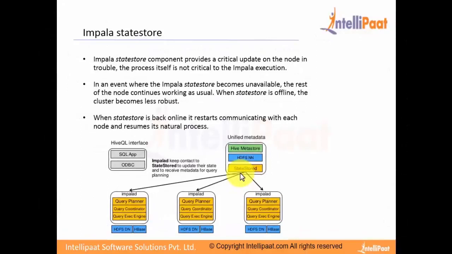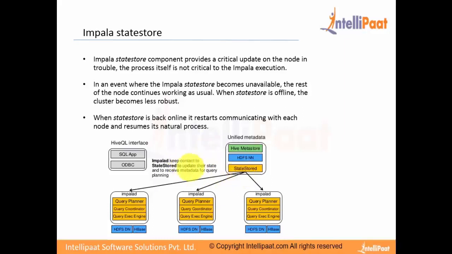The state store component provides a critical update on a node in trouble. The process itself is not critical to the Impala execution, however. Now, what does that mean? In an event where the Impala state store becomes unavailable, the rest of the nodes continue to work as usual. When state store is offline, the cluster becomes less robust, but does not stop working. And when the state store is back online, it restarts communicating with each node and resumes its natural process.